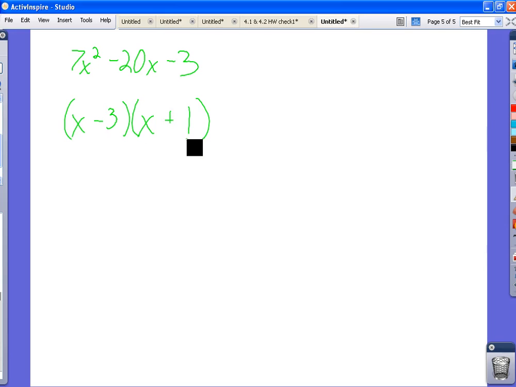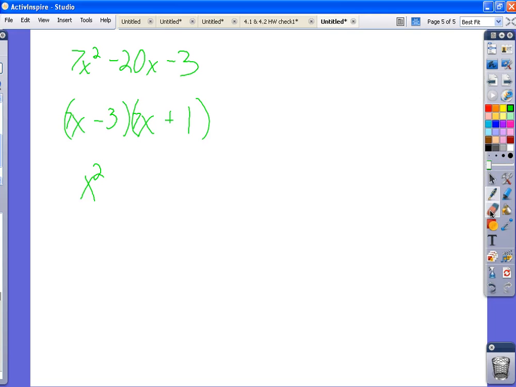Okay, so let's say negative 3 plus 1. Let's multiply this out and check. We multiply x by x, what do we get? What are we supposed to get? 7x. In front of both of them? No, like, at the very beginning. Oh, out here. Yep, that would work.